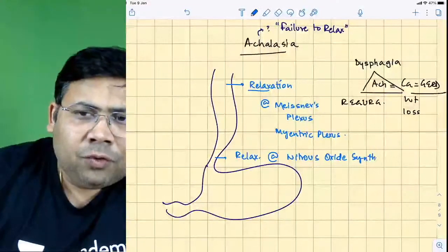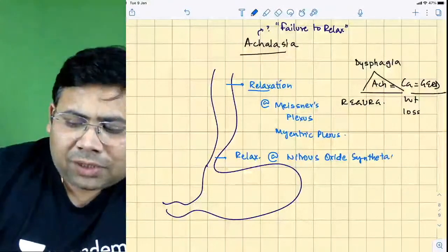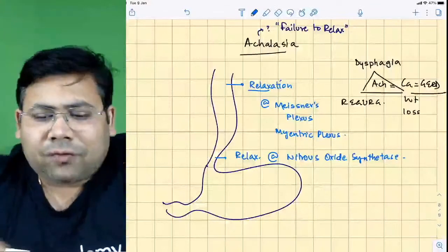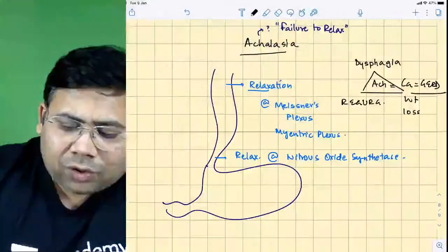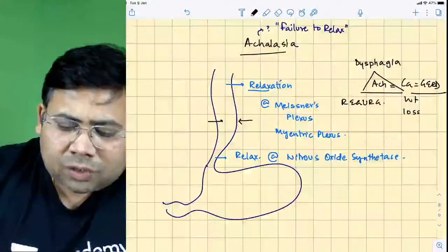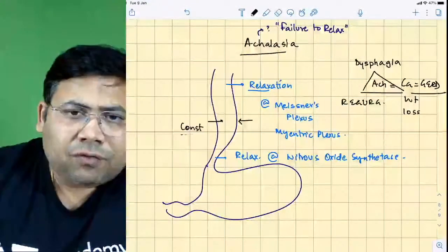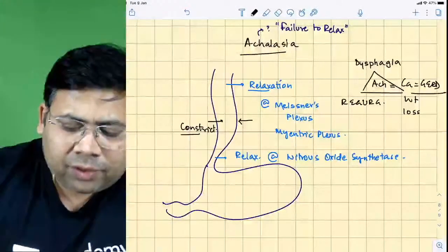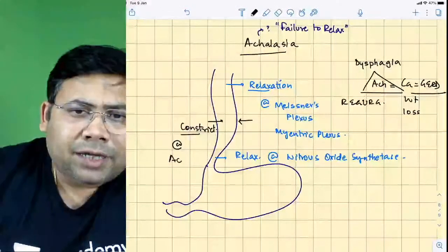Nitric oxide synthetase enzyme. Do you know, apart from this, what else you have to remember? What is going to constrict the lumen? Yes, who is going to compress the lumen? Constriction of the lumen is with the help of acetylcholine.